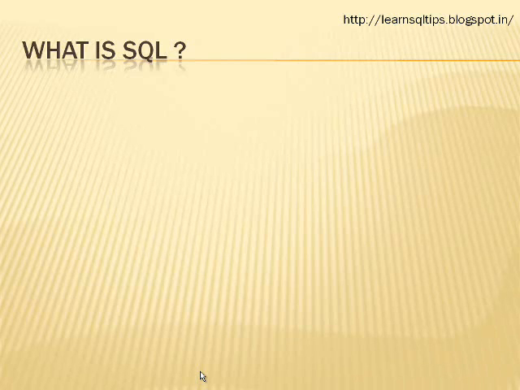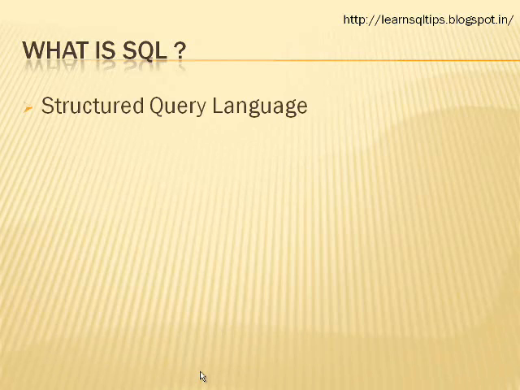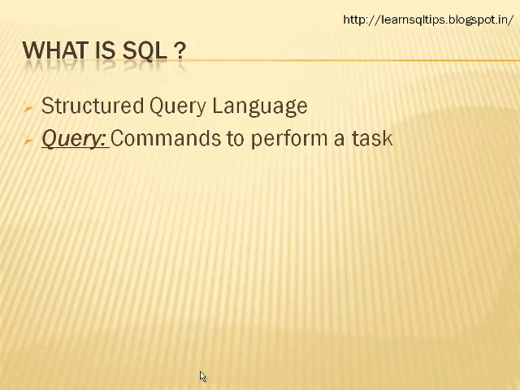Now we know what a database is and what DBMS and RDBMS are. Next question is, what is SQL? SQL is structured query language, which means SQL is a language just like C or C++ language. Every DBMS has its own language to write the commands. All database queries commands are standardized under a common language called structured query language. Now what is a query? Commands that we give to the database to perform some task.